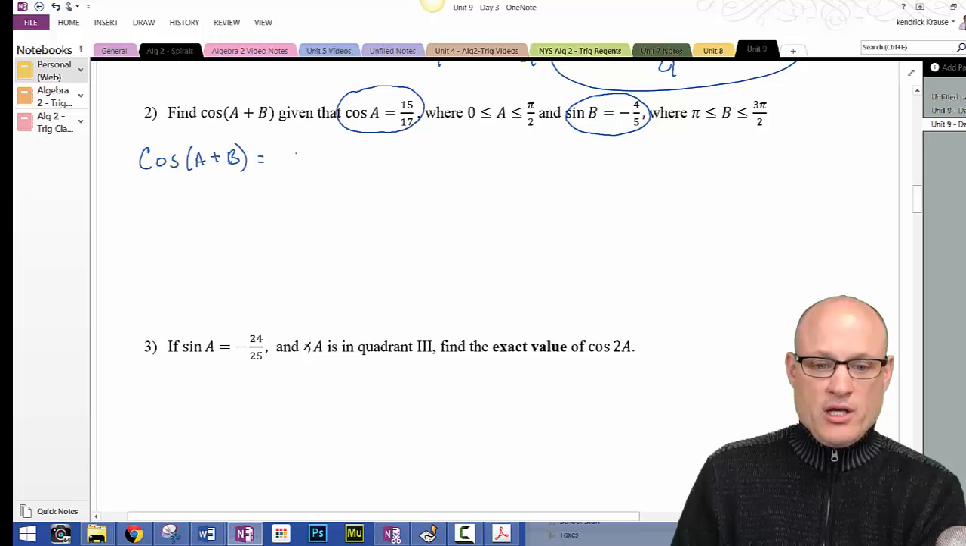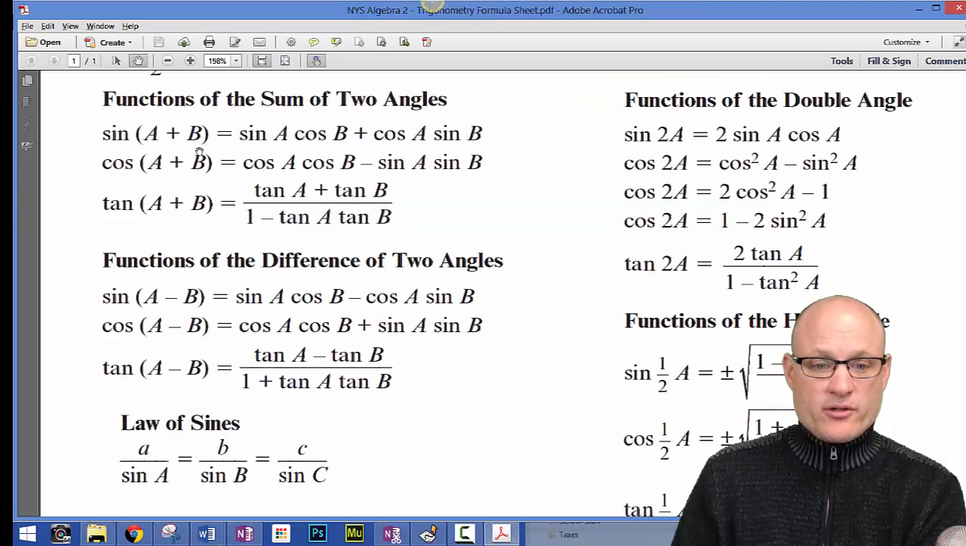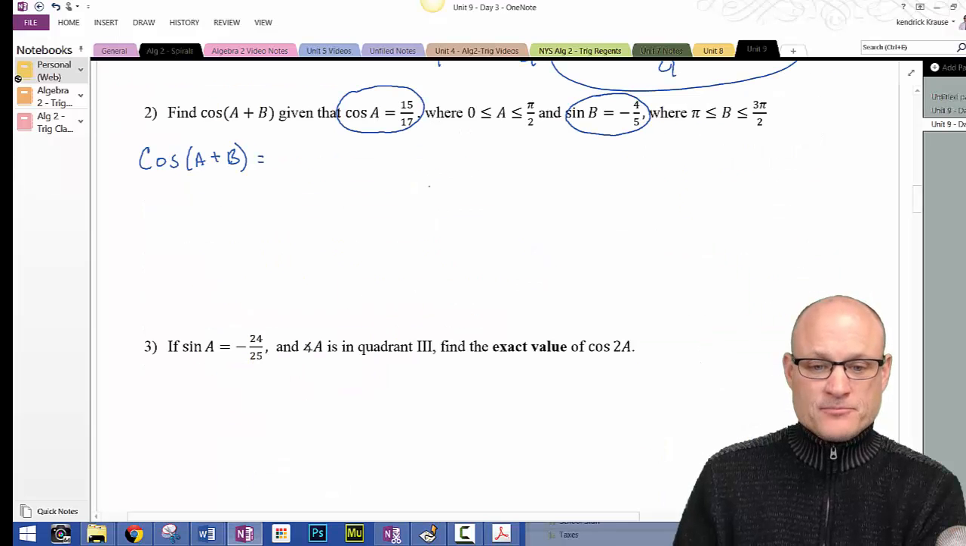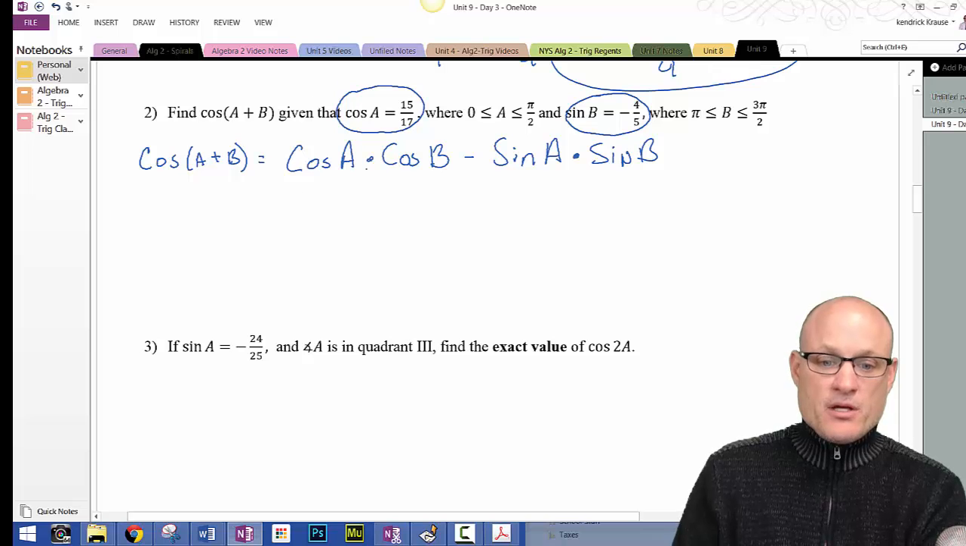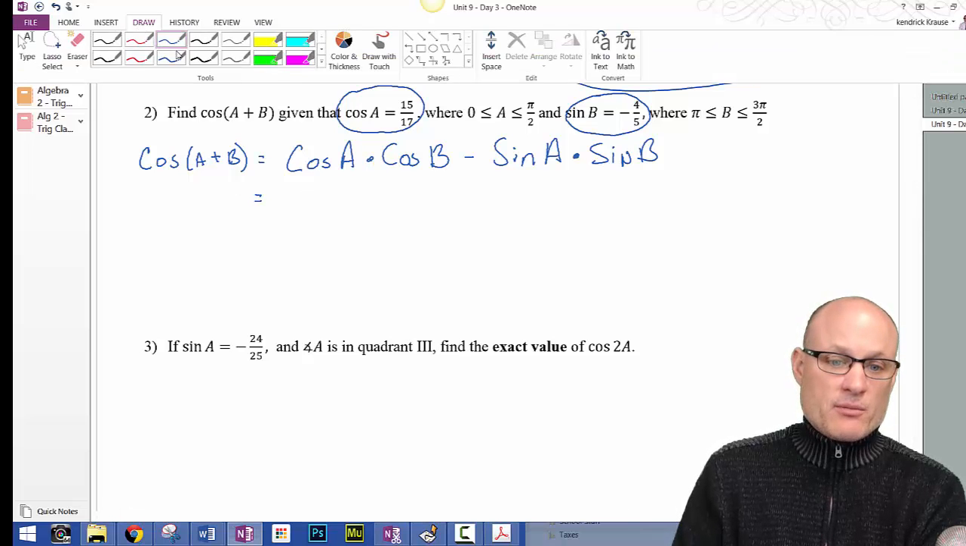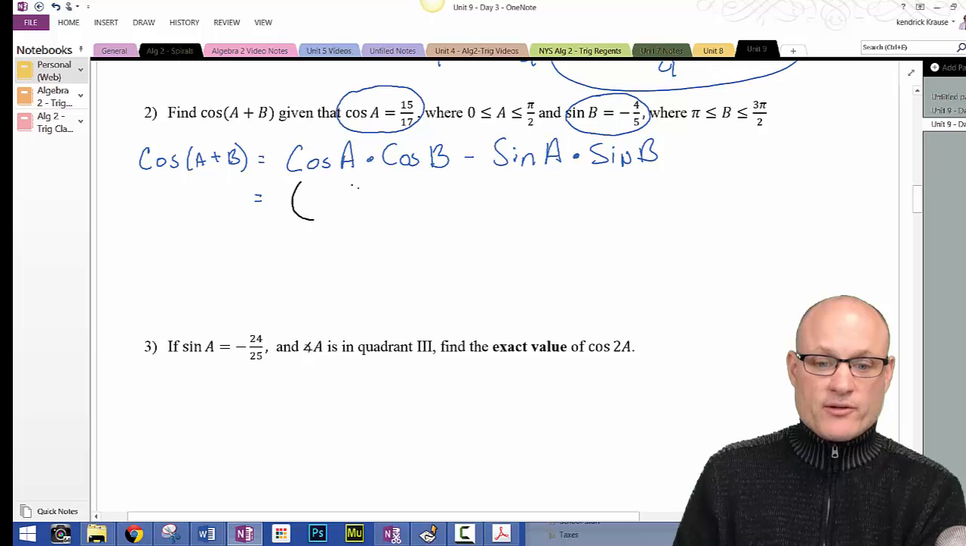Watch what goes on. Let's first use the formula. The formula is, for the plus, cosine, cosine minus sine, sine. So, cosine A times cosine B, opposite sign for cosine formula, minus sine A times sine B. And like before, I'm going to grab my calculator. I'm going to put some parentheses here. Parentheses, parentheses, parentheses, minus, parentheses, parentheses, parentheses, parentheses.